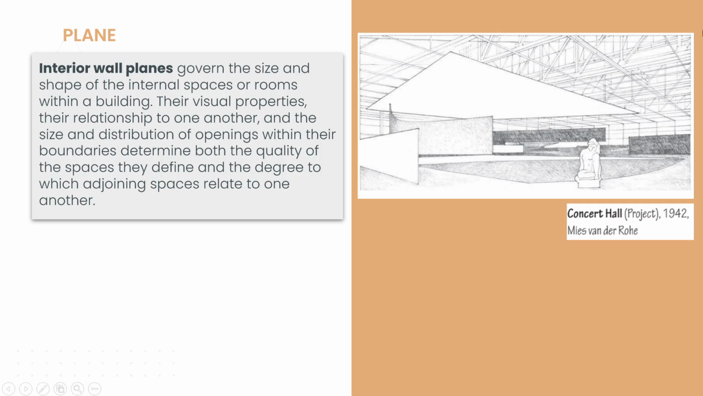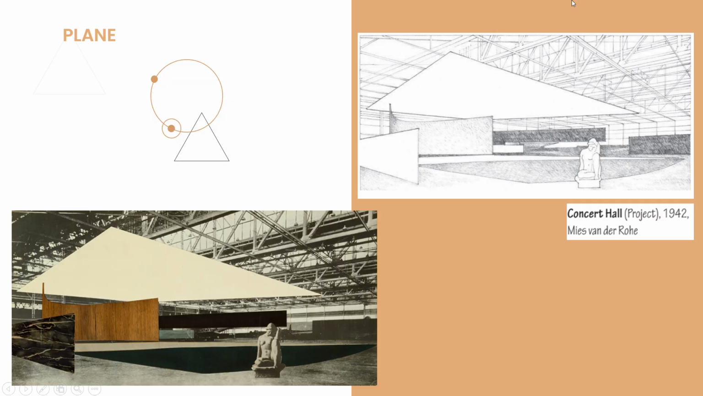Like this concert hall designed by famous architect Mies van der Rohe in 1942. So visualize, this is the actual photo of that concert hall, very minimalist.